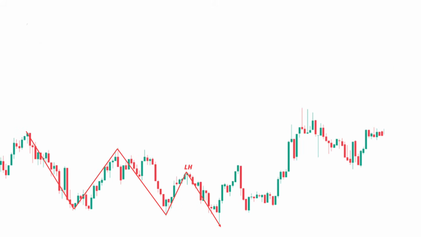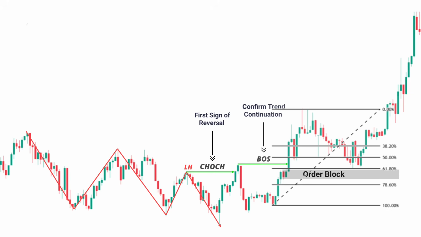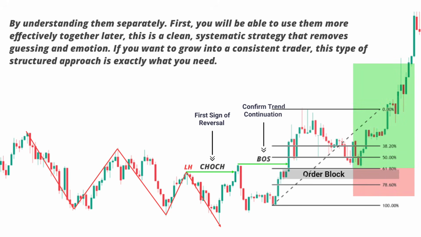To summarize, CHOCH gives you the first sign of reversal. BOS confirms trend continuation. Fair value gaps and order blocks are separate tools you can use individually to mark precise entry zones, and Fibonacci adds further confluence. By understanding them separately first, you'll be able to use them more effectively together later.